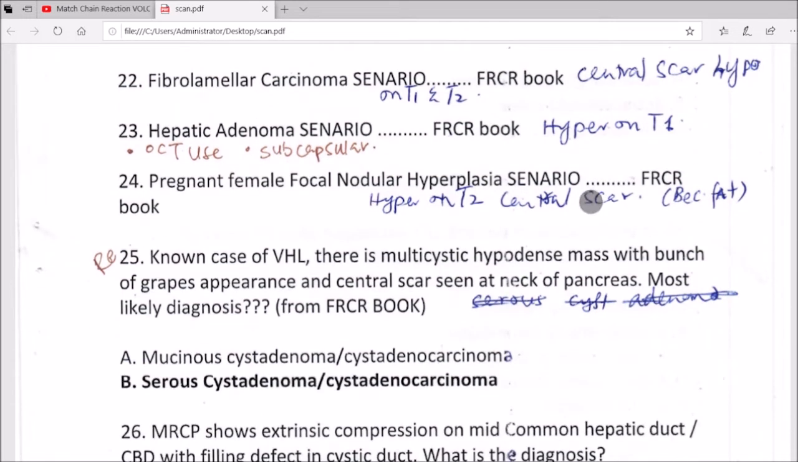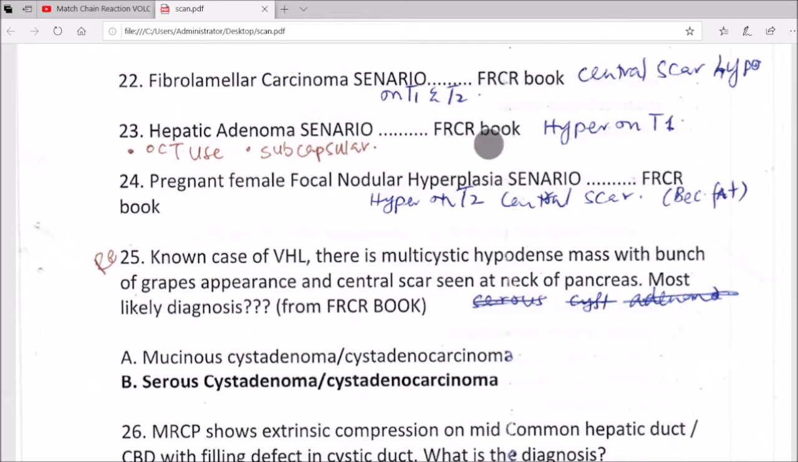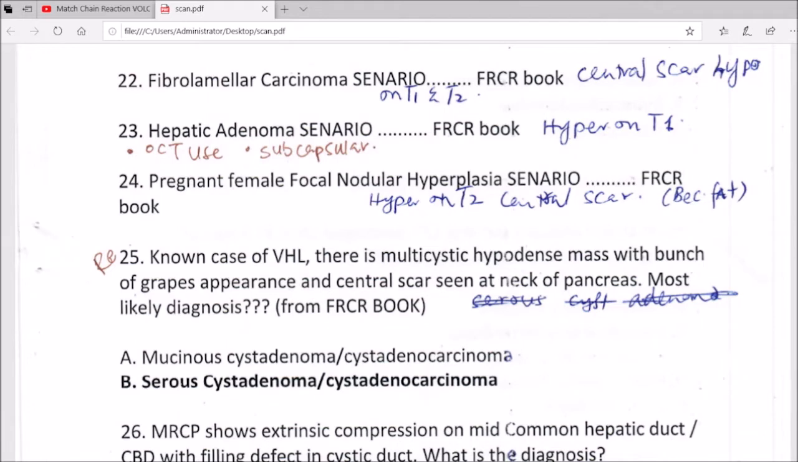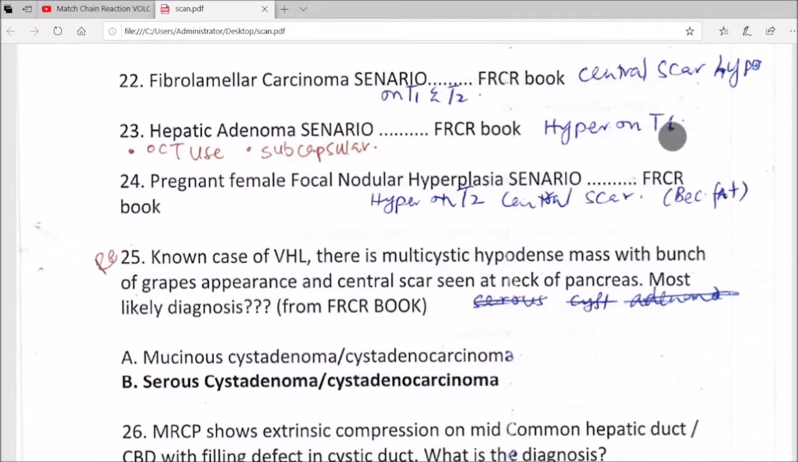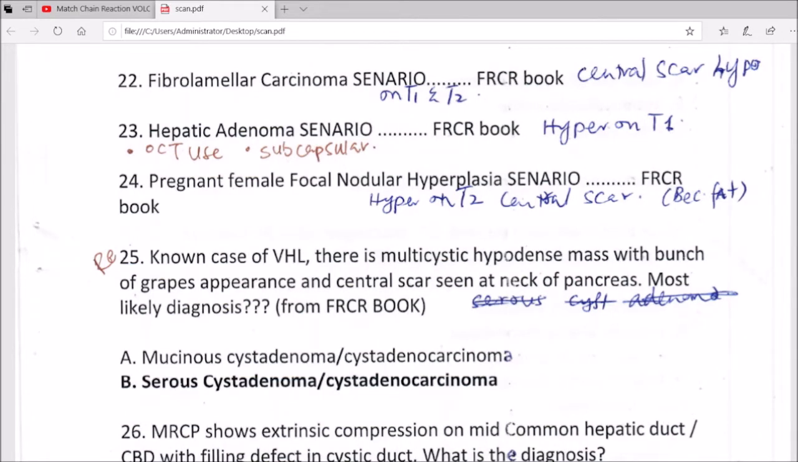23. Hepatic adenoma scenario from the FRCR book: hyper on T1. Also oral contraceptive use and subcapsular location suggest hepatic adenoma, hyper on T1. I think it's hypo and enhances on arterial phase. It is variable on T1 and hyper on T2 also. So here hyper on T1 is correct.